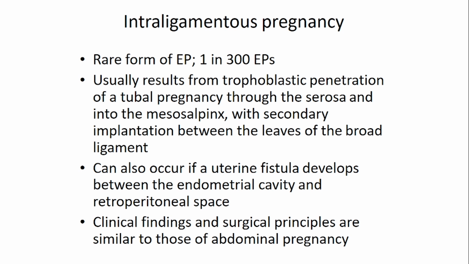Intraligamentous pregnancy is very rare too. It usually results from trophoblastic penetration of a tubal pregnancy through the serosa into the mesosalpinx, with secondary implantation between the leaves of the broad ligament. It can also occur if a uterine fistula develops between the endometrial cavity and the retroperitoneal space. The clinical findings of intraligamentous pregnancy are almost similar to those of abdominal pregnancy, and therefore the surgical principles are almost similar to those of abdominal pregnancy.